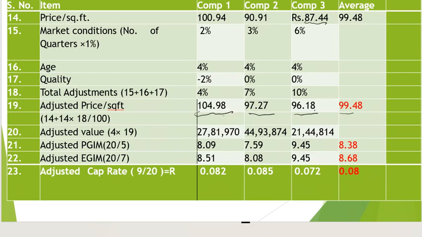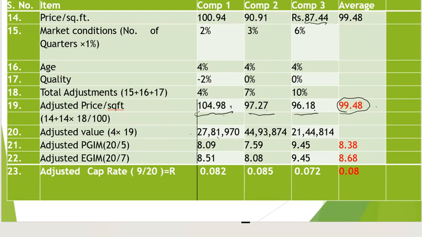So if you take the average, you add all the three and divide it by 3. So it will be 99.48. Then you know the adjusted price, you know the area of comparable 1, 2, and 3. So you can calculate the adjusted value by multiplying it with the area of comparable 1, area of comparable 2, area of comparable 3. So this will be the adjusted value.